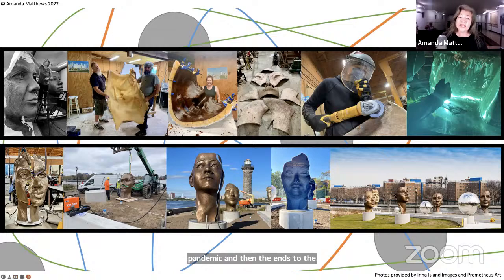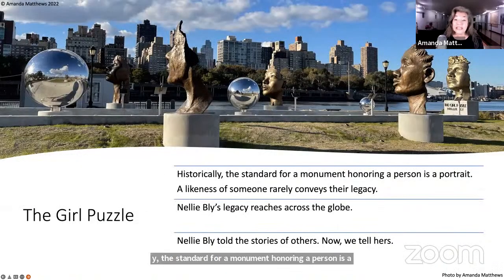Okay, the girl puzzle. Historically, the standard for a monument honoring a person is a portrait, which we need. We need more portraits of women in particular. The Monument Lab said that if you are a mermaid, you are 11 times more likely to have a sculpture than if you are a female congresswoman. So clearly, portraits and representation is important.